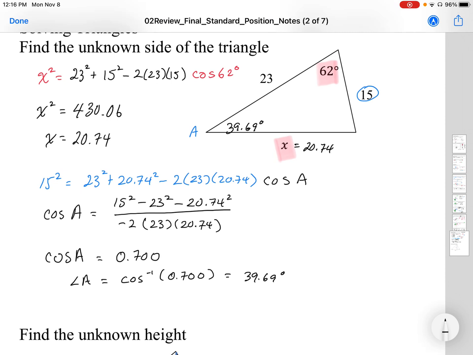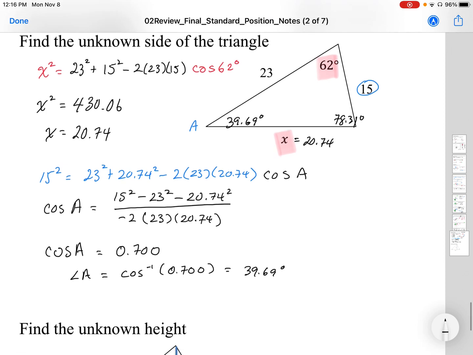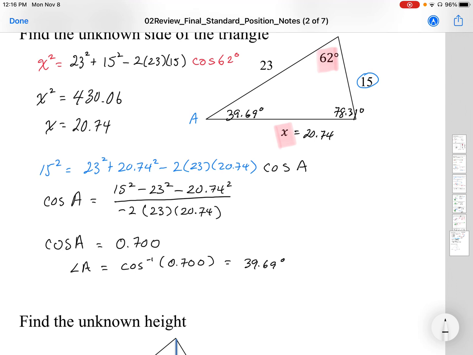And then we can solve for that third angle by subtraction from 180. And that gives us 78.31. So this angle in here is 78.31. Okay, so we've got the unknown side and the two unknown angles, and there we've solved this triangle.